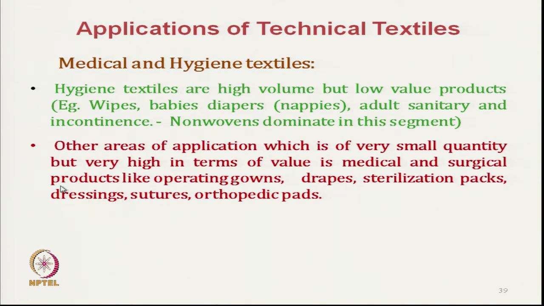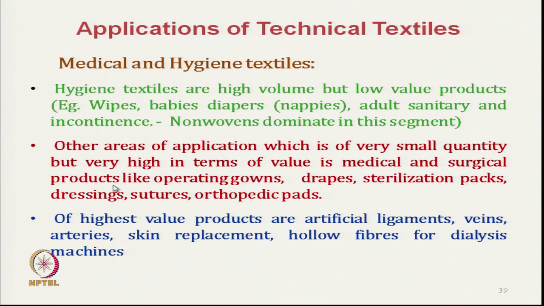and on the other hand, there are technical textile products we use in medical and hygiene application, which are very expensive, high value, but used in small quantity. These are basically medical and surgical products, like operating gowns, drapes, sterilization packs, dressing, sutures, orthopedic packs. These are actually used in small quantity.